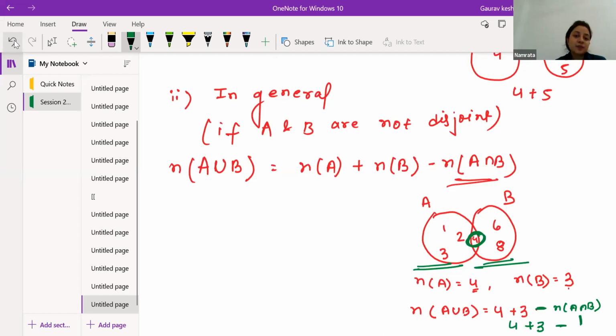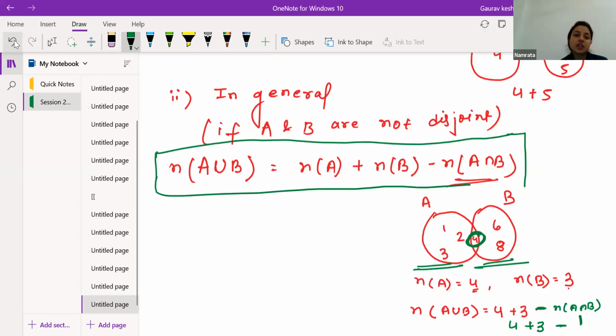Are you getting it? Yes. That's why this rule is there: in general, when A and B are not disjoint sets, there might be something common. Then the rule is this one: number of elements in A union B is equal to number of elements in A plus number of elements in B minus the intersection; we have to subtract. Okay. Now the other rule is the same.